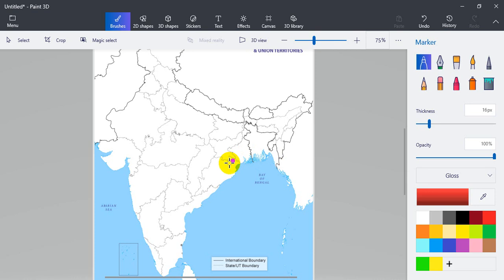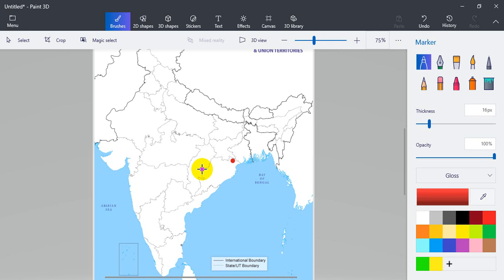This is Mayurbhanj. Then the Durg area, you can see. How will you find it? You just come from the boundary of Madhya Pradesh, this part, or the Maharashtra boundary, and then at this edge we have the Durg area.